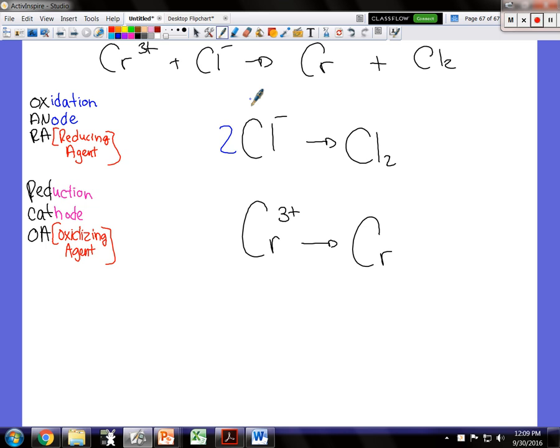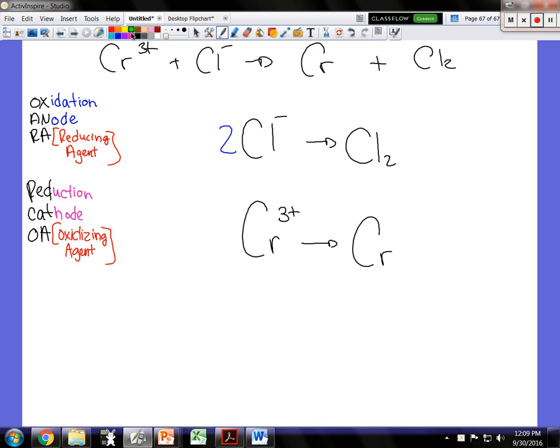Do I have a charge issue? Yes. And it says balance the charge by doing what? Electrons. And this is where this other little memory trick comes into play. It says balance the charge by adding electrons. The oxidation, the electrons go on which side? The other. Now when I say other, what am I talking about? The product.